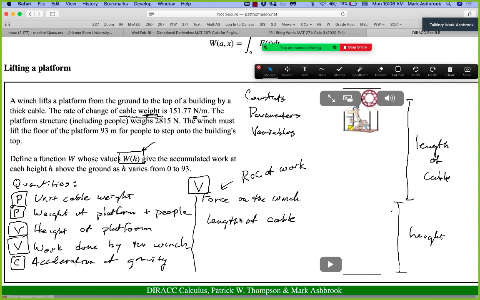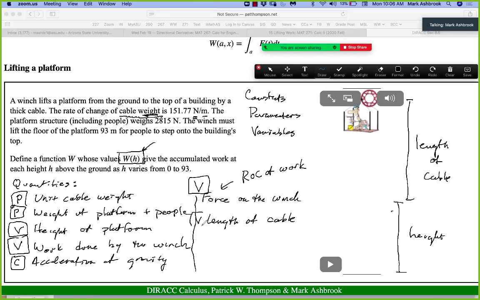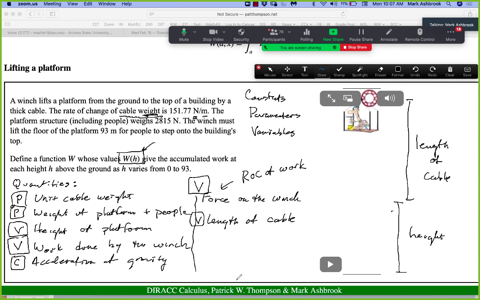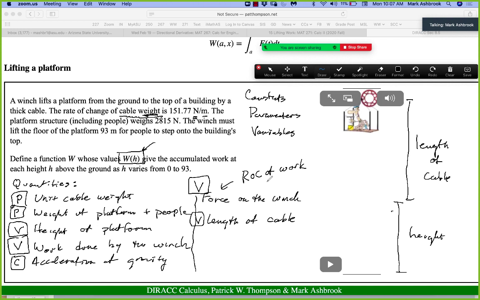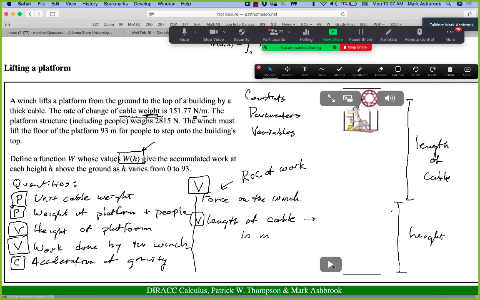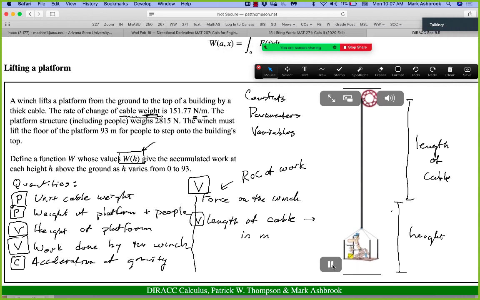Okay, what about the length of cable remaining? Variable or parameter? Variable. Okay, so we're understanding the situation here. We're modeling it. We're talking about the quantities. So now let's write some symbols to model this, right? So length of the cable. What do we want to call that? And that'll be in meters. Length of the cable in meters, which I was showing in my illustration here. We'll call that L for length.